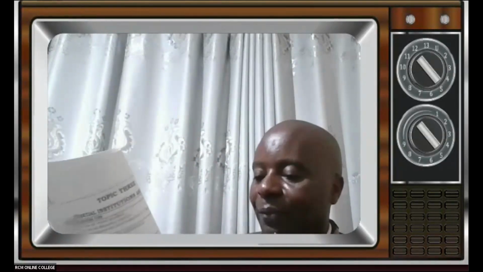For those of us who have this revision kit, we are going to page number 17. And you need to buy this revision kit. They go for only Kenya shillings 1,000. So August 2024, question number 2A. Describe 3 types of money market instruments and their related transactions available in the financial system.